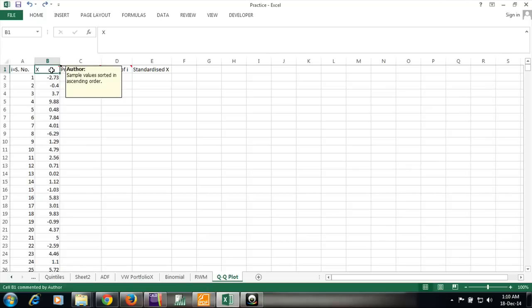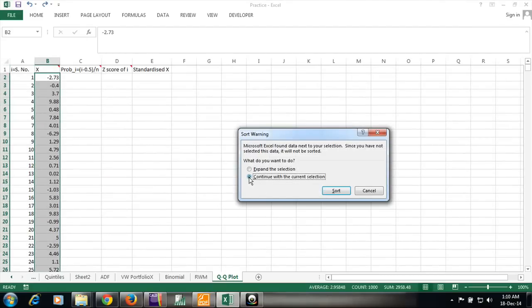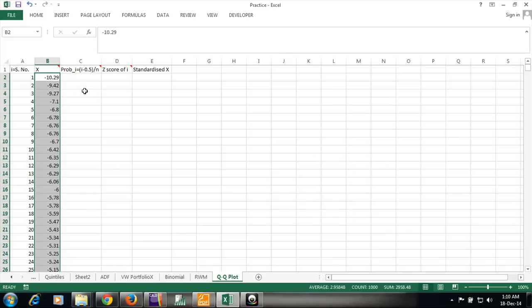I need to put all these X values in ascending order. So first thing is, put all of your sample values in ascending order. So now we have ascending values.